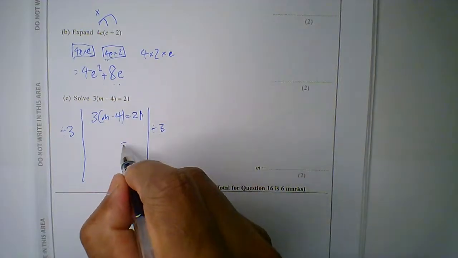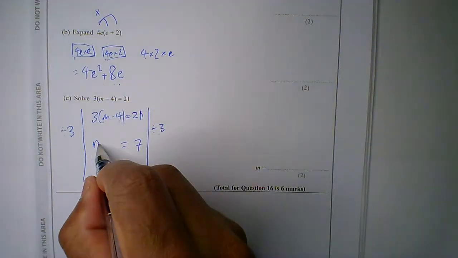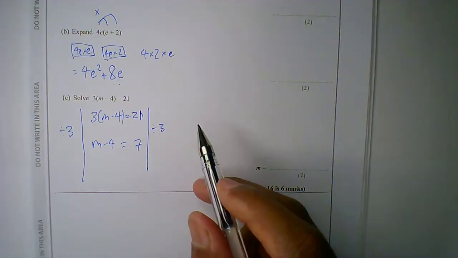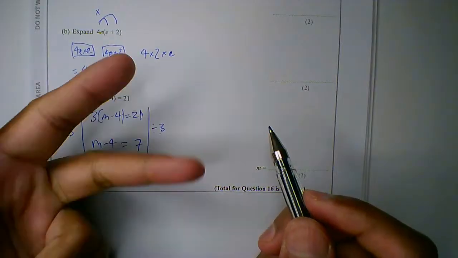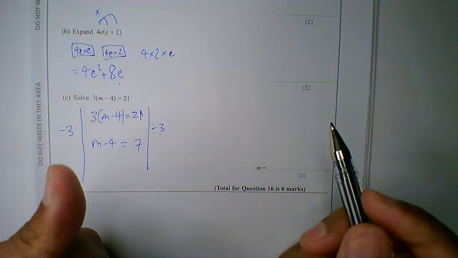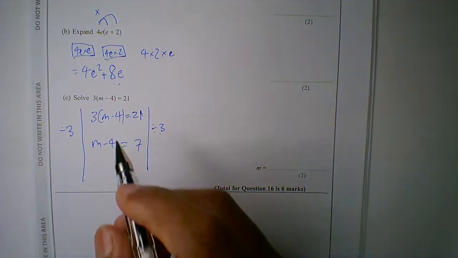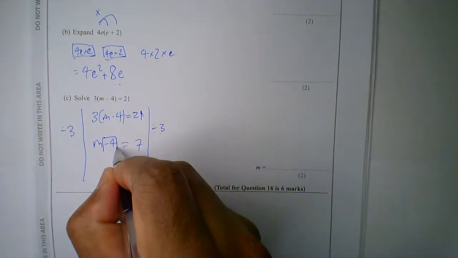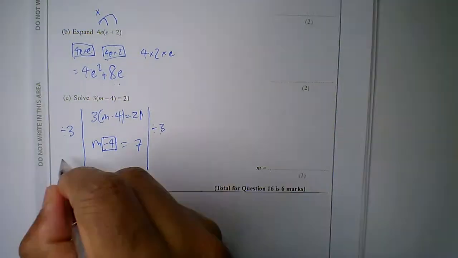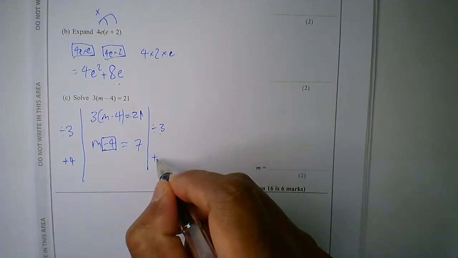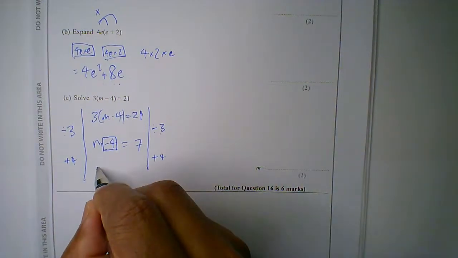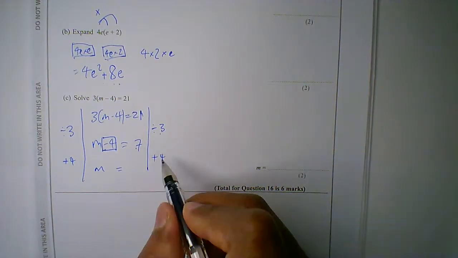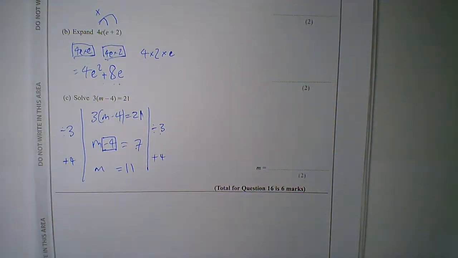21 divided by 3 is 7. Okay, do my 3 times table. 3, 6, 9, 12, 15, 18, 21. So that's 7. And now opposite of minus 4 is going to be plus 4 on both sides. So I've got m equals 7 plus 4 gives me 11.